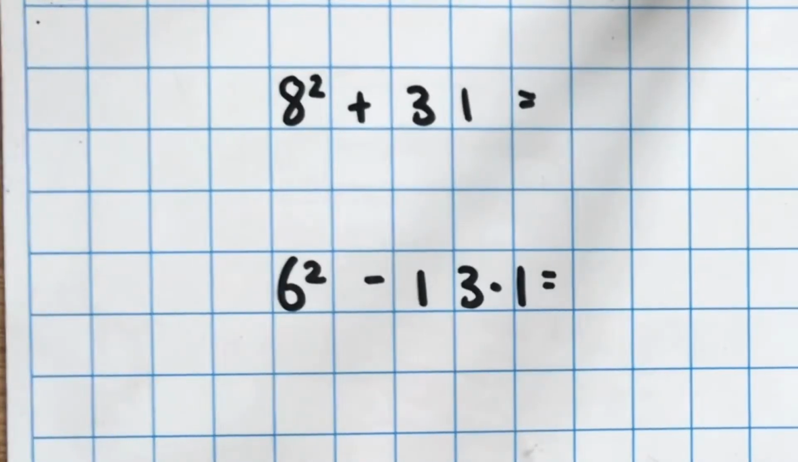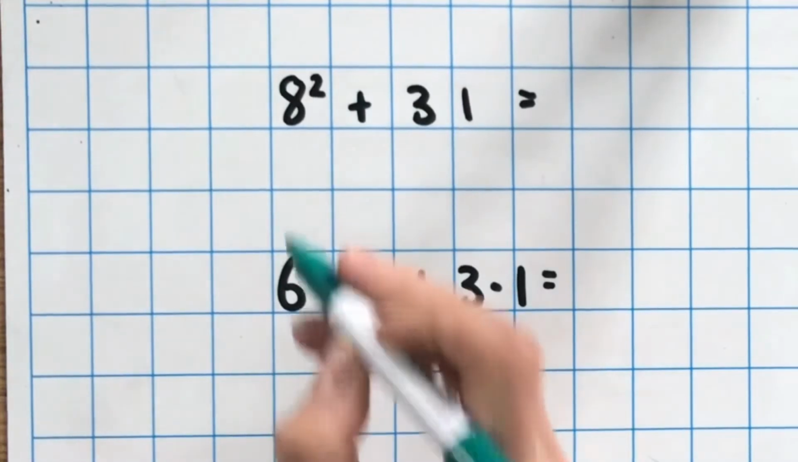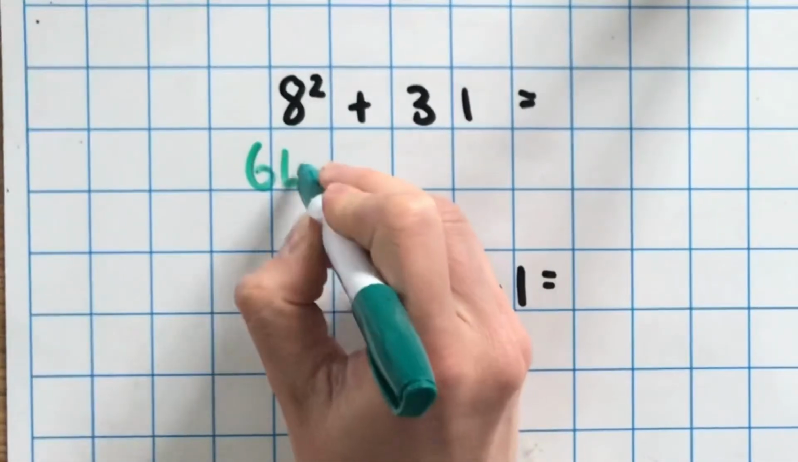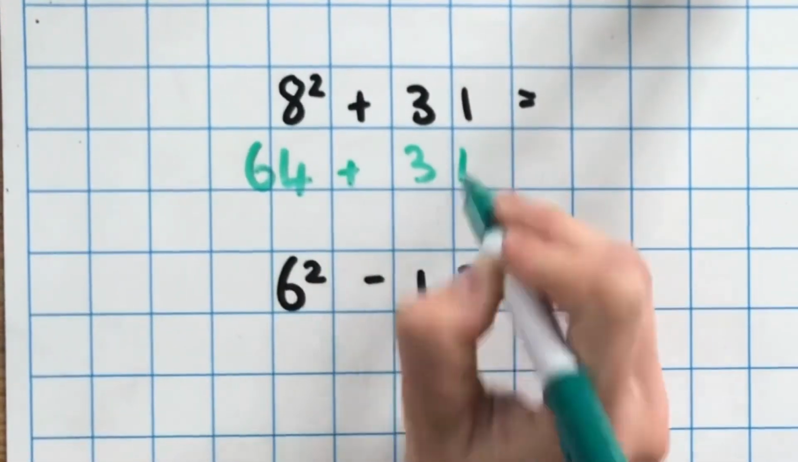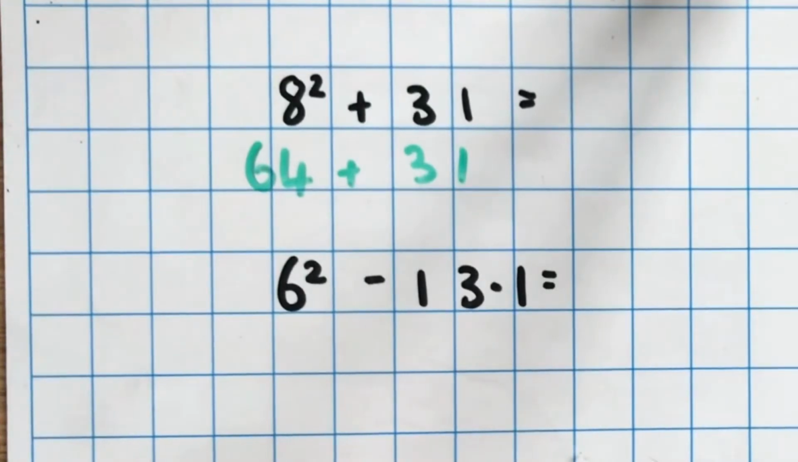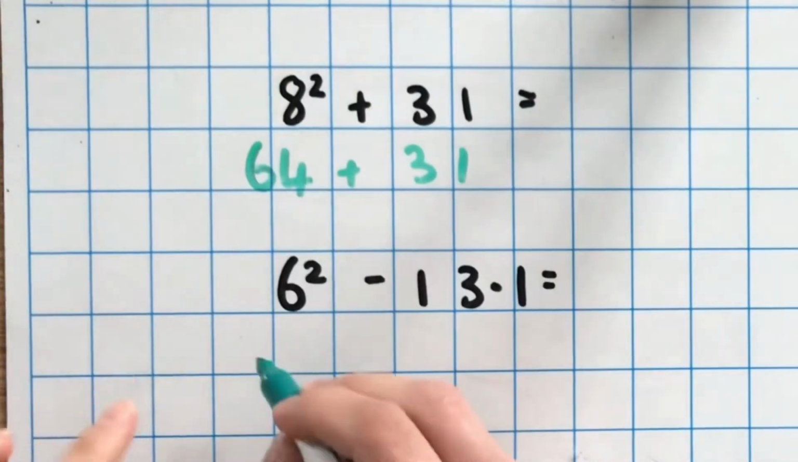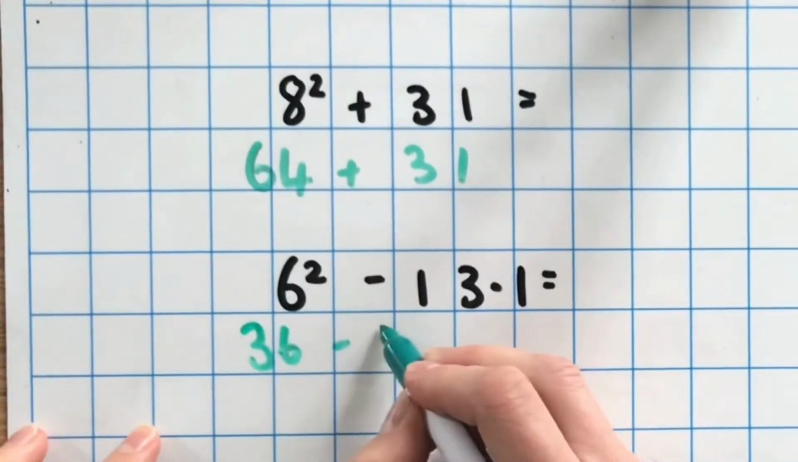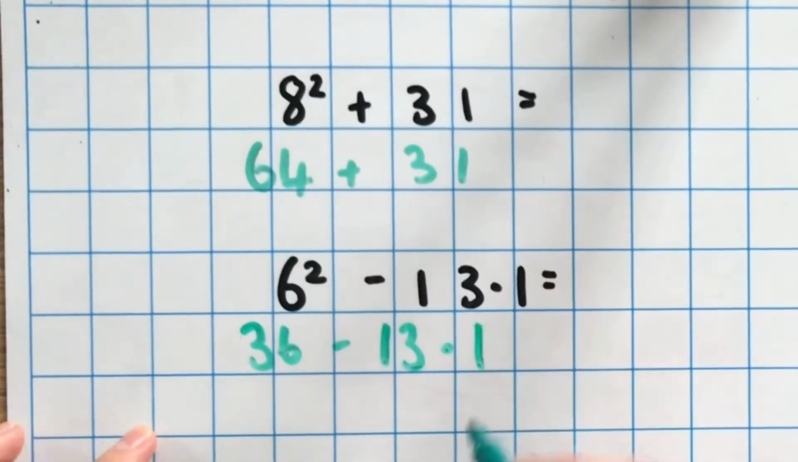Question number 45. You've got 2 calculations. I'm just going to show you very quickly a wee tip to answer these questions. So 8 squared, I would write 64 below that straight away. Change your calculation to 64 plus 31, and then it's a very straightforward addition calculation. 6 squared is 36, so again replace the 6 squared with 36, and then you've got a straightforward subtraction calculation. You need to know your square numbers for that question.